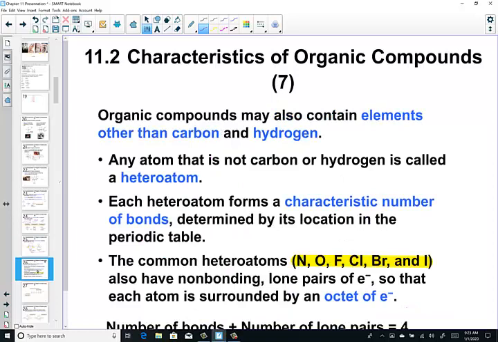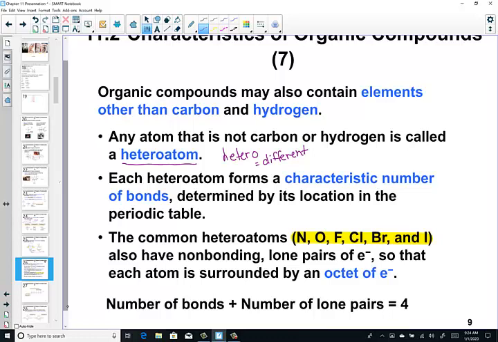Some organic compounds contain other elements as well. Any element other than carbon and hydrogen, which are the main elements of an organic compound, if we do see other elements involved, they are referred to as a hetero atom. Hetero, of course, is a prefix that means different. So if it's not a carbon or not a hydrogen, we call it a hetero atom. Each hetero atom forms a characteristic number of bonds determined by its location on the periodic table. So let's review some common elements in addition to carbon and hydrogen we could find in organic chemistry.